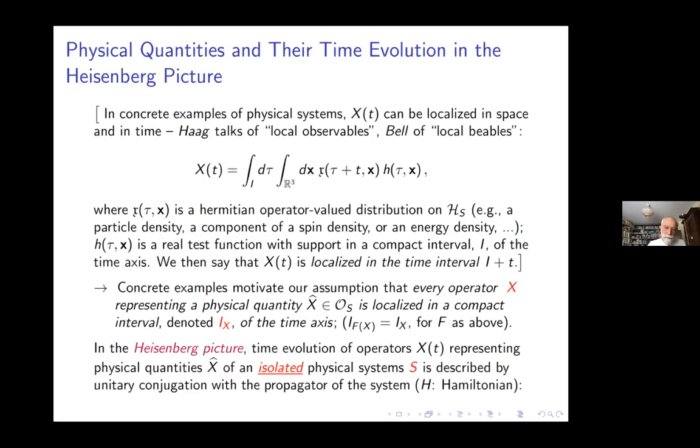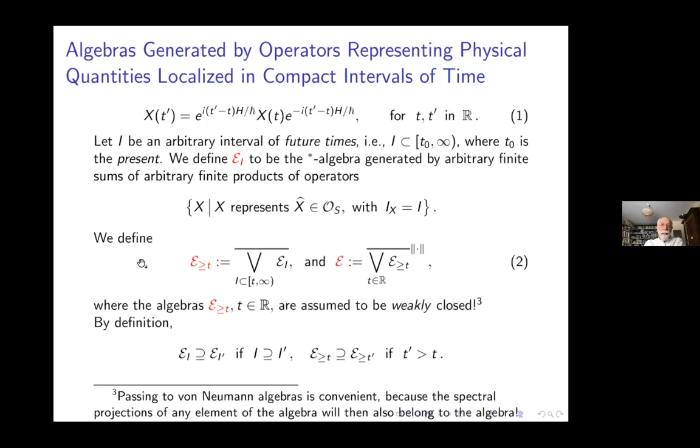Now in the Heisenberg picture, the time evolution of operators X of t representing physical quantities of an isolated system S is described by unitary conjugation with the propagator of the system, as we all have learned in school. If the system is autonomous, the propagator is generated by a self-adjoint Hamiltonian. And you can say that the concrete operator that represents X hat at time t prime is conjugated to the concrete operator X representing X hat at time t by the propagator of the system, as you see in equation one on this slide.